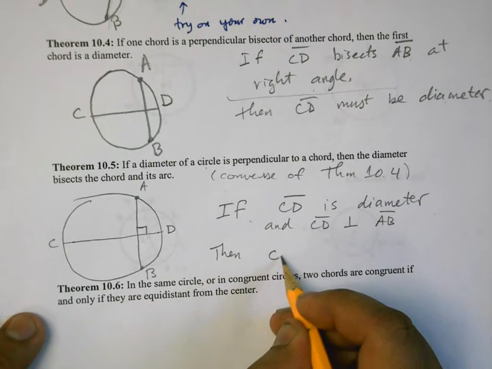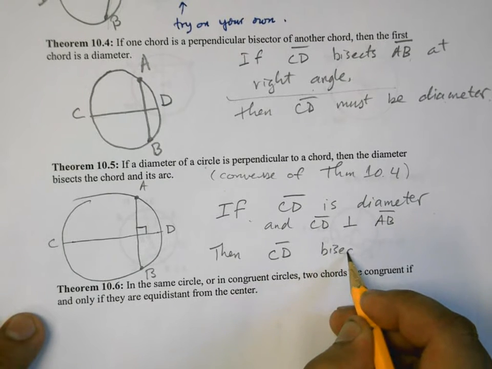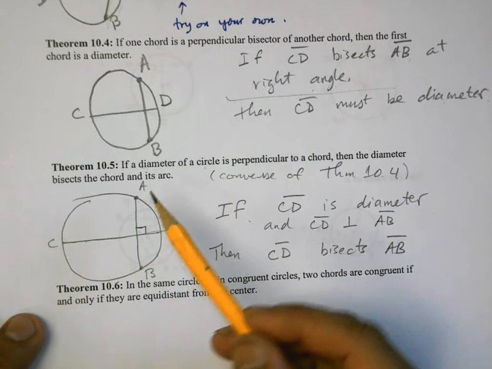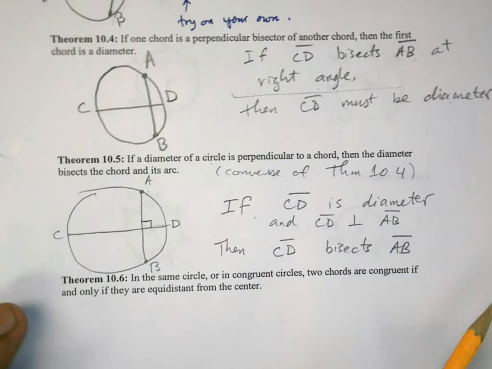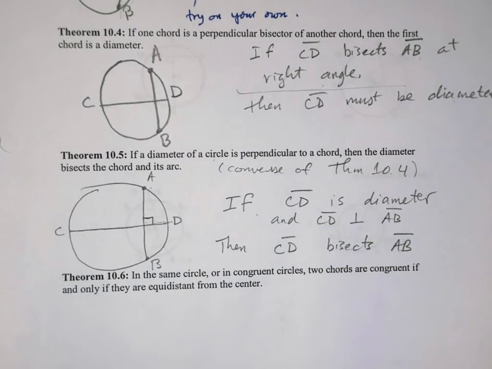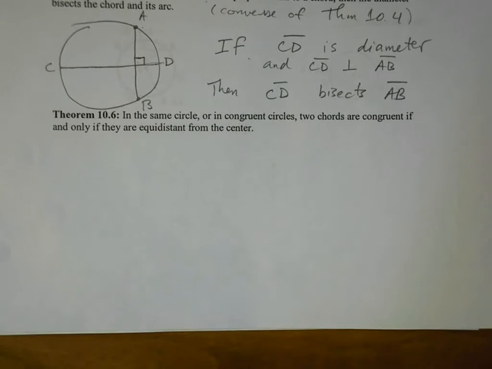Then CD bisects AB. Okay. So, if this is the diameter, and this angle is 90 degrees, then we know that the diameter cuts the chord exactly in half. Okay, and I'm not going to prove this here in these notes because I want you to practice doing this, and this is going to be part of your homework assignment. So I'm going to move on now and just explain one more theorem.